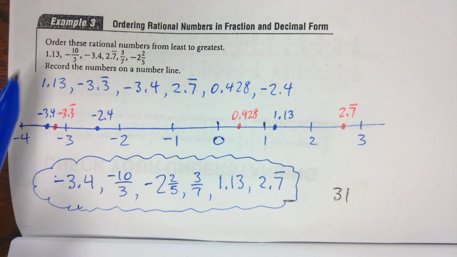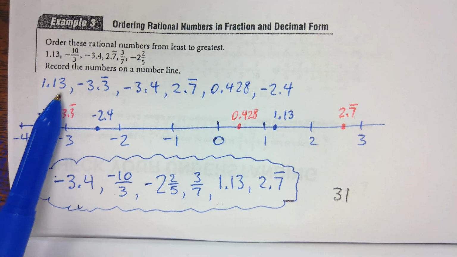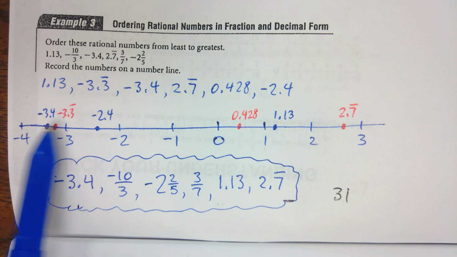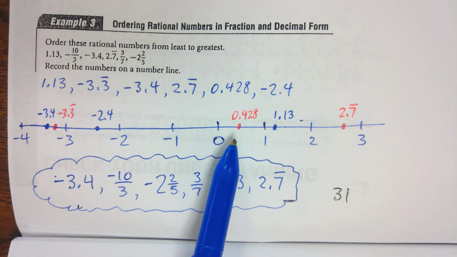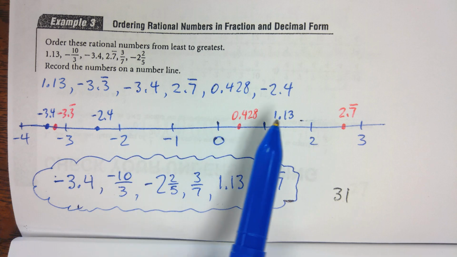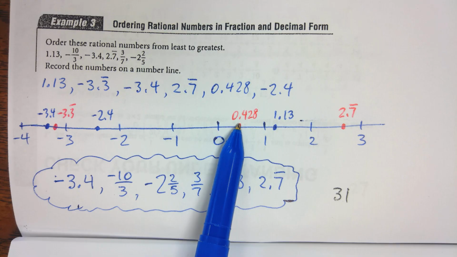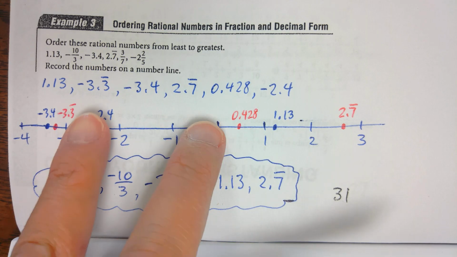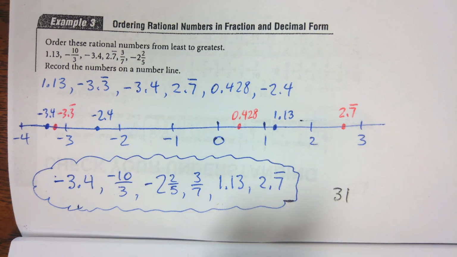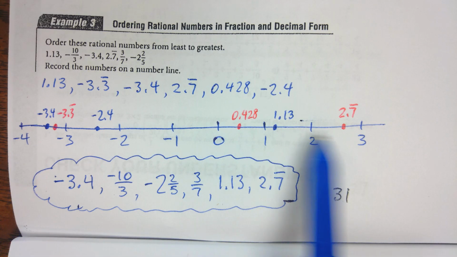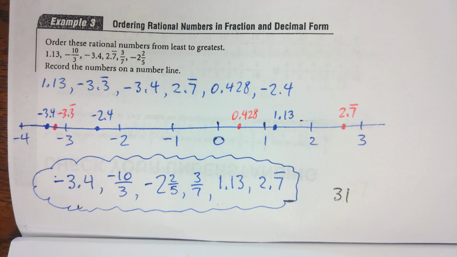Okay, so what I did was I changed each one of these numbers into a decimal, and then I plotted it on the number line. Remember on your number line, you have to have a scale. You can't just put these numbers randomly. Like the spacing between negative 2.4 and 0.4 shouldn't be the same distance as like 1 and 2. Right? So draw your number line and then space out the 1, 2, 3, 4, negative 1, negative 2, negative 3.